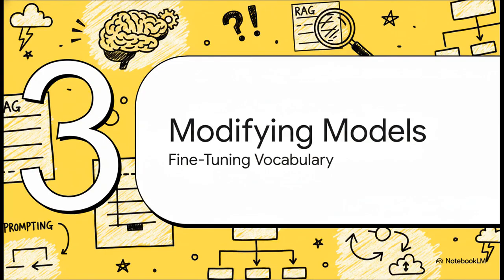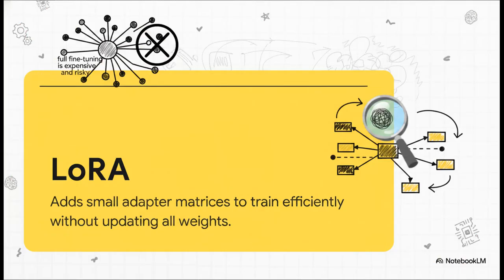All right, Section 3. Modifying models. Fine-tuning vocabulary. Okay, so let's say you've totally exhausted prompting. You've tried RAG, and you know for a fact that your model needs a completely new style, a specific persona, or some highly narrow specialism. Welcome to the heavy alphabet soup of fine-tuning.